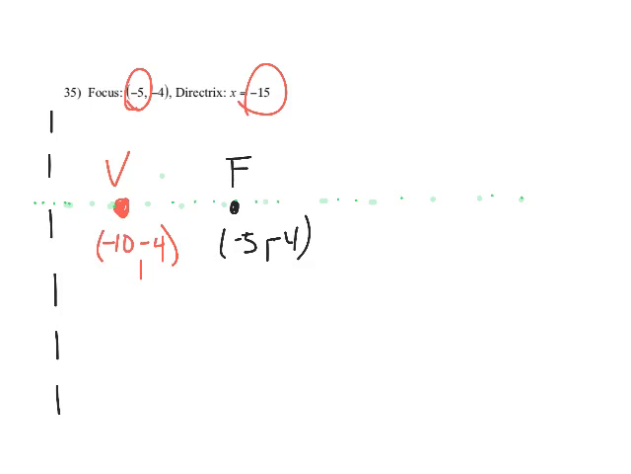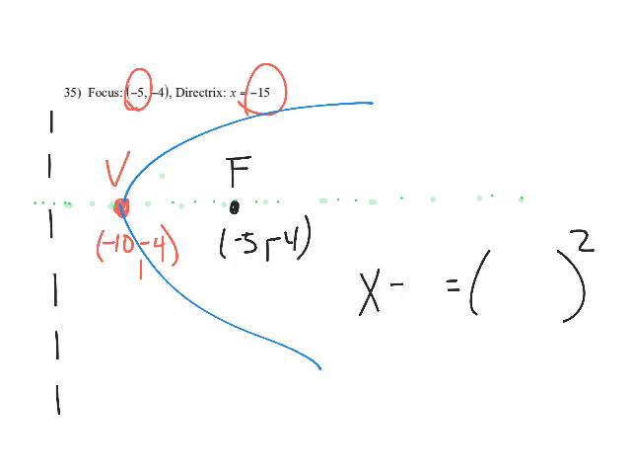Your parabola is going to open to the right. Remember, your parabola opens away from your directrix. It opens towards your focus. The arms of your parabola always hug your focus. And so because this is opening to the right, remember, if it opens to the right or to the left, the x is going to come first.